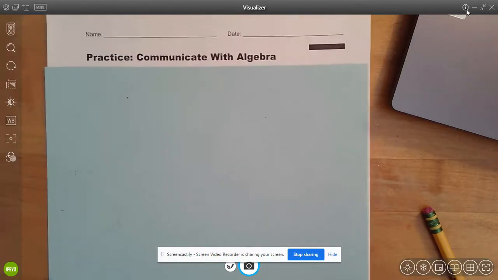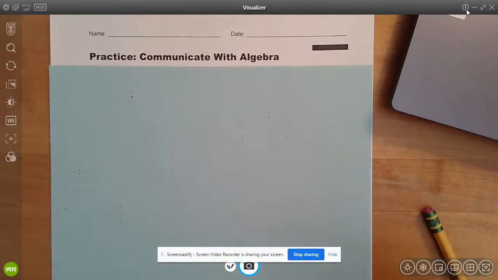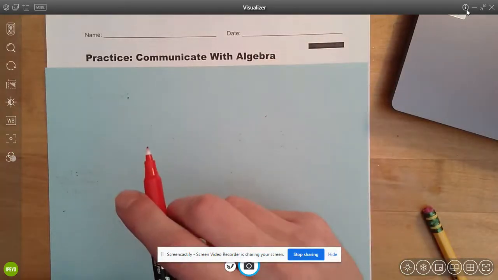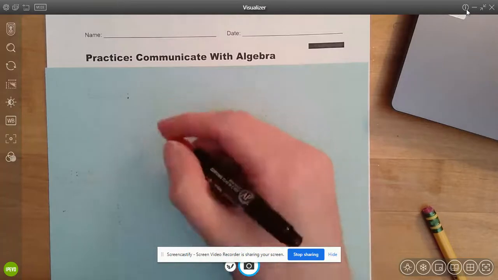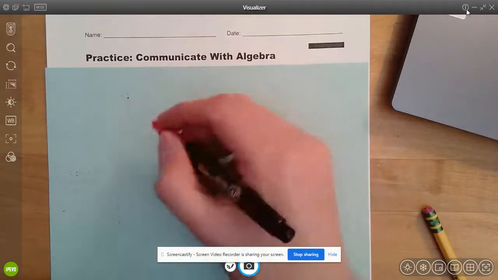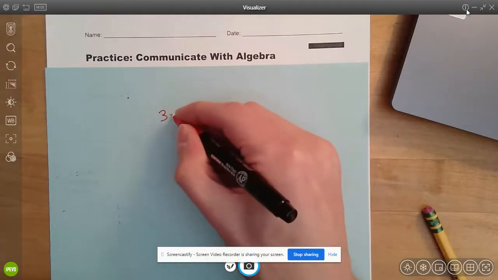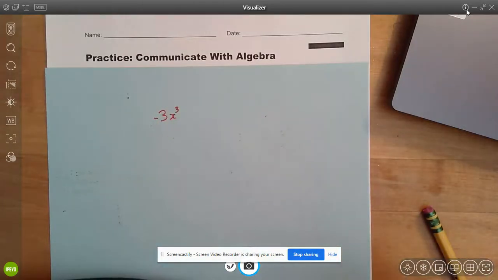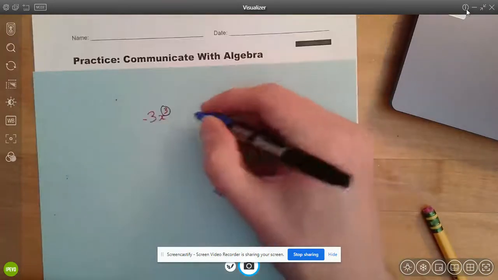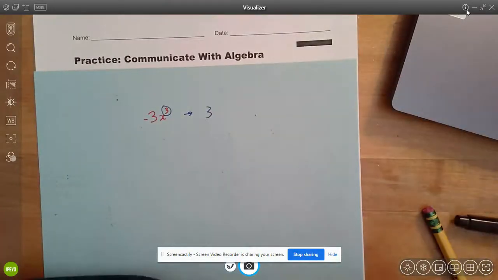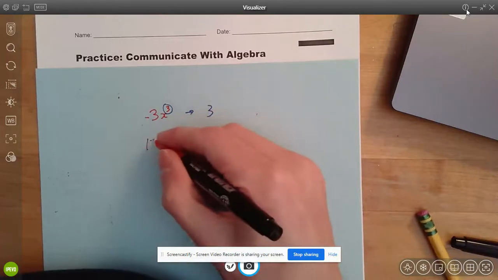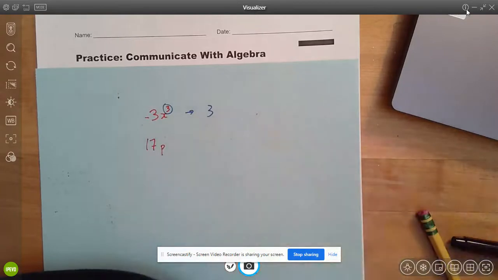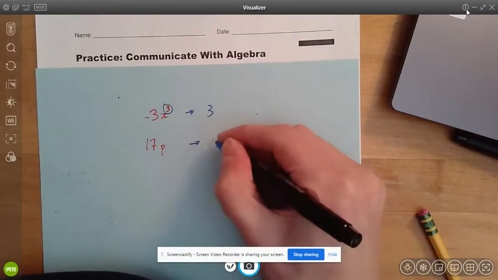We're going to cover this later in the unit, but I thought I'd make this video now in case anyone is curious. The degree of a term is really talking about the exponent and how large the exponent is. So for example, if our term is negative 3x cubed, this term would have a degree of 3. If we had a term of 17p, again, if I don't see the exponent, it must be a 1, so this term would be degree 1.